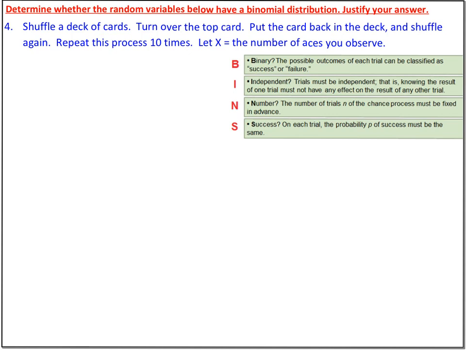Shuffle a deck of cards, turn over the top, put the card back in the deck, shuffle again, repeat the process 10 times, and let X be the number of aces you observe. Is it a binary? Yes, we could say success is getting an ace, and failure is not, because you shuffled and put it back. We'll say that, yeah, we're good and we have independence. 10 trials. This one could be a little bit tricky for you. Wouldn't necessarily expect you to know it off the top of your head, but again, for S, we should be able to identify what is the probability of success, and it's 1 out of 13.